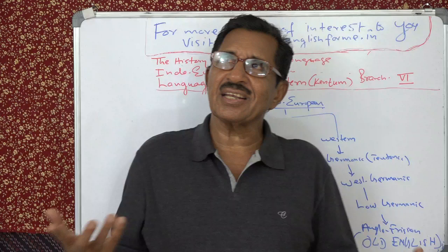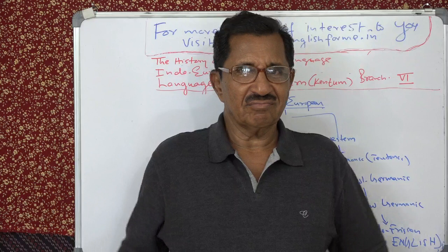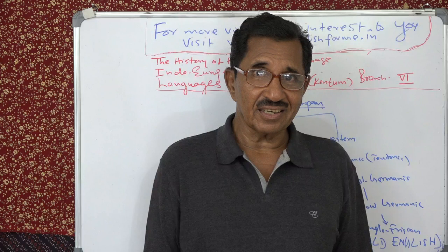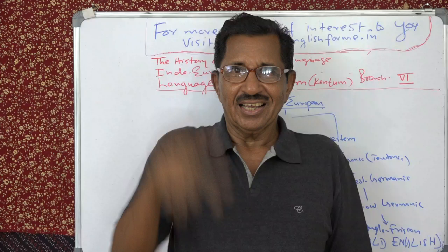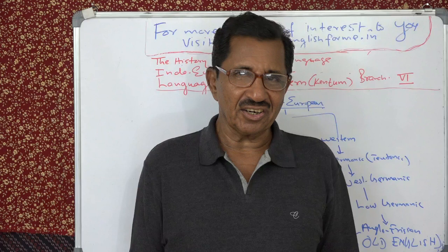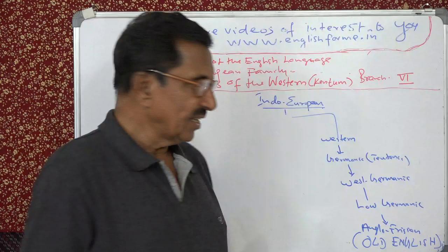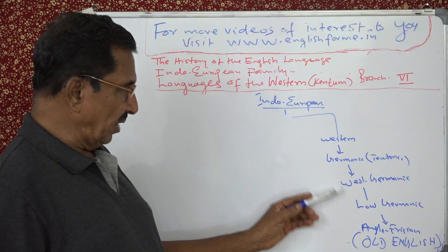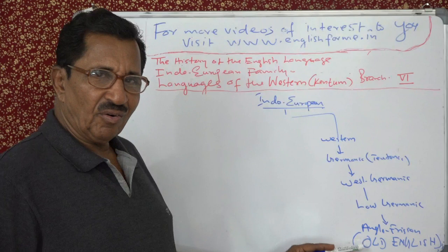It is like that. So, you see, Indo-European is the great grandfather, the ancestor of English, Proto-Indo-European. It is correct. You can see now, it is simple. The wiring is like this: Indo-European, Western branch, Germanic, West Germanic, Low Germanic, and Old Frisian, Old English, or you can say Anglo-Frisian and English.